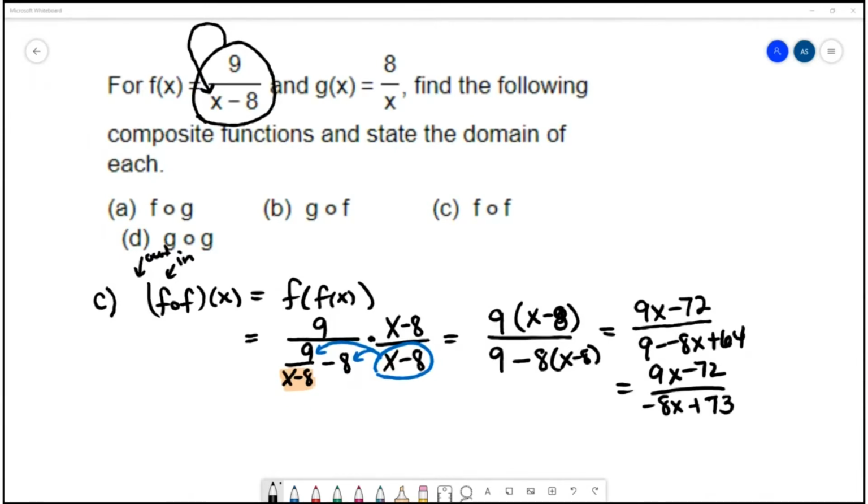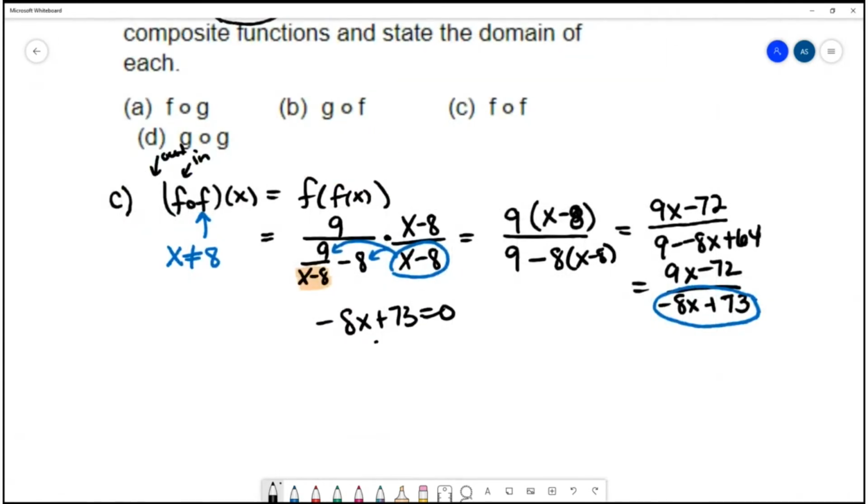But now we want to find the domain. We're going to start with any restrictions from our inside function. And we can see that 8 needs to be excluded. And then we get any restrictions from our final function. So let's set that negative 8x plus 73 equal to 0. Subtract 73. That gives negative 8x equals negative 73. Divide by negative 8. We get x equals 73 over 8.